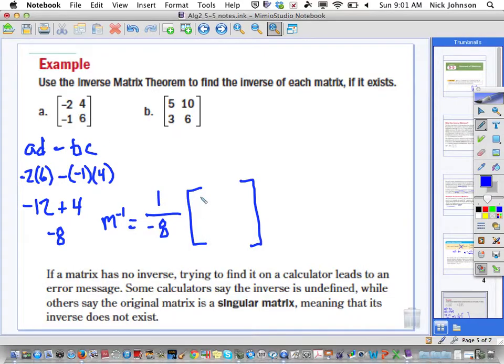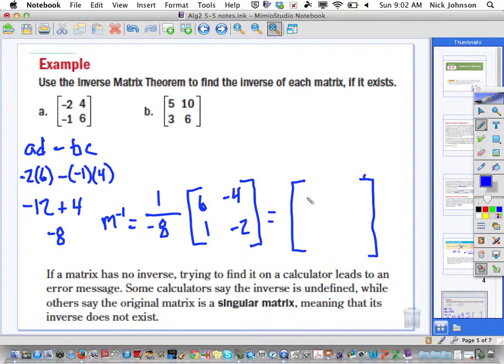Flip-flop these two, so 6 goes here, negative 2 goes here. This positive 4 now becomes a negative 4. This negative 1 now becomes a positive 1. We can multiply this all the way through and have it look at that matrix.